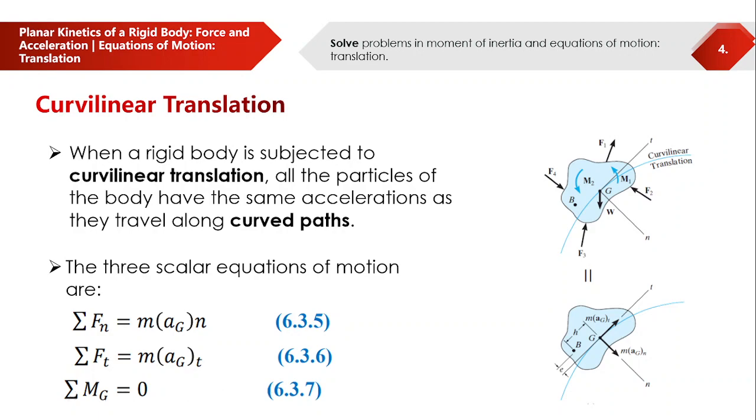So what happens here is that it is no longer x and y, since there are two axes or components, which are your normal and tangential.